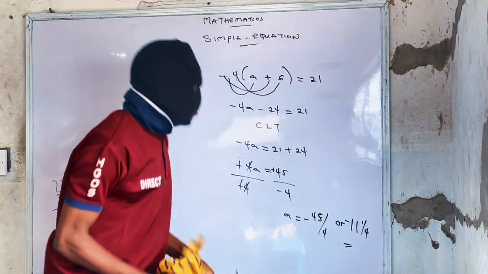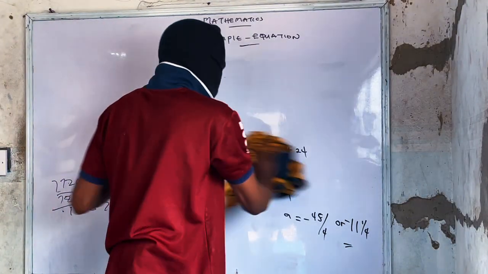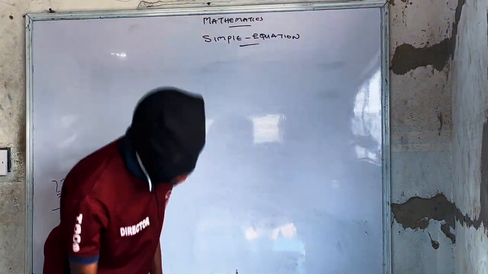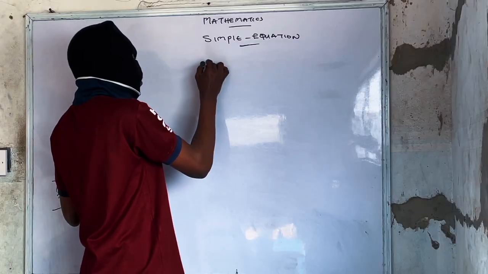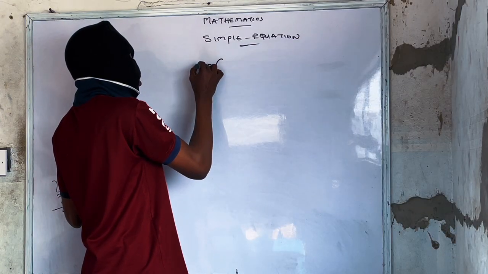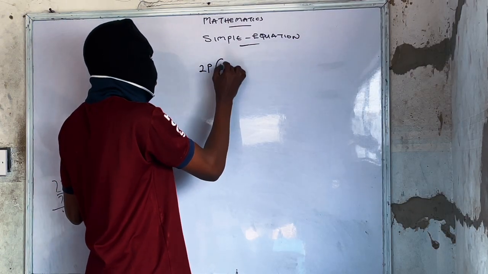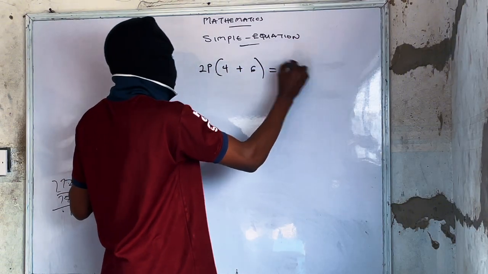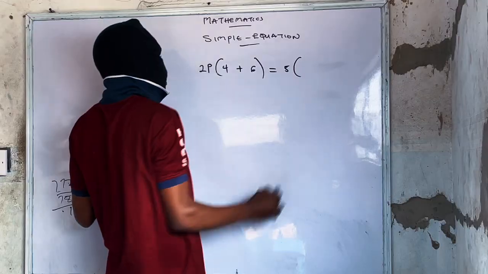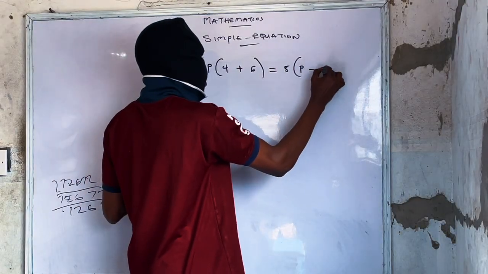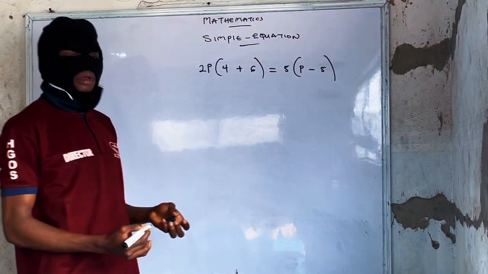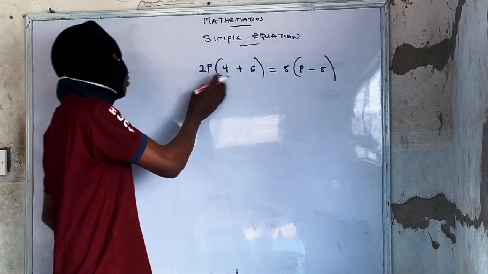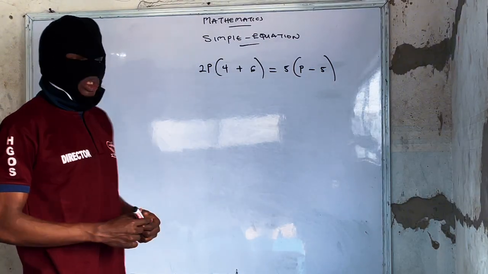You can have a question like this. You have 2p, 4 plus 6, equals 5 into bracket p minus 5. You are using this 2p, since it is outside, to multiply everything. But look at it, there's something here.